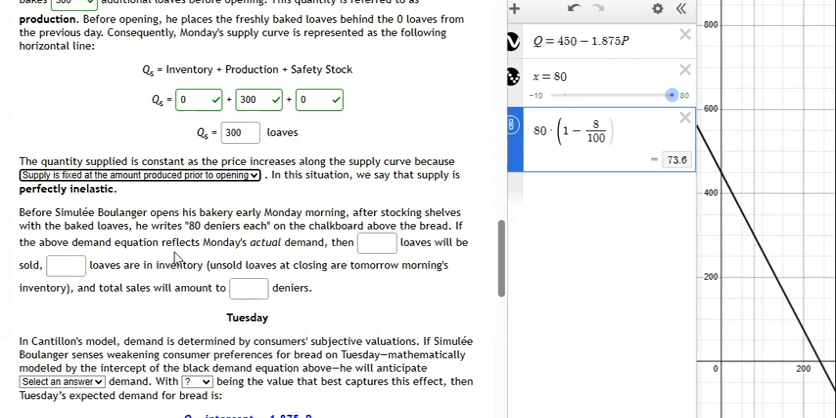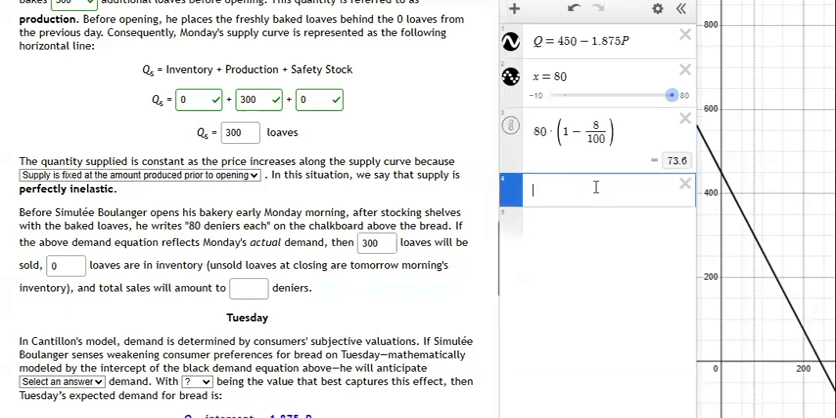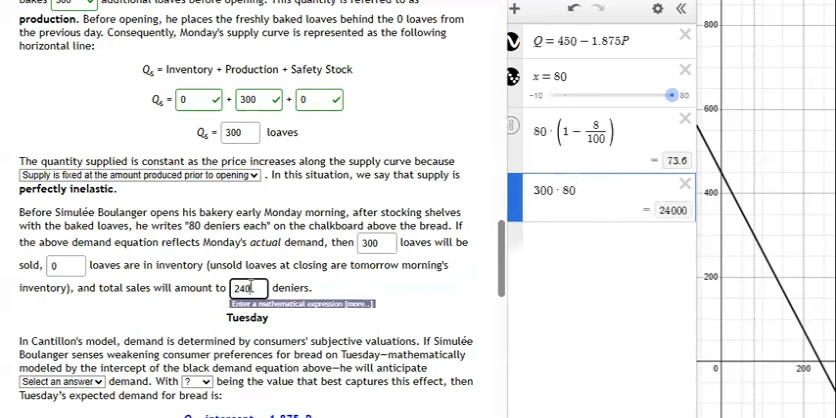Before Simile opens his bakery early Monday morning, after stocking shelves with the baked loaves, he writes 80 deniers each on the chalkboard above the bread. If the above demand equation reflects Monday's actual demand, then blank loaves will be sold. That would be 300. And 0 loaves are in inventory. And total sales will amount to 300 times 80. 300 sold times a price of 80 deniers. Total sales will amount to 24,000 deniers.